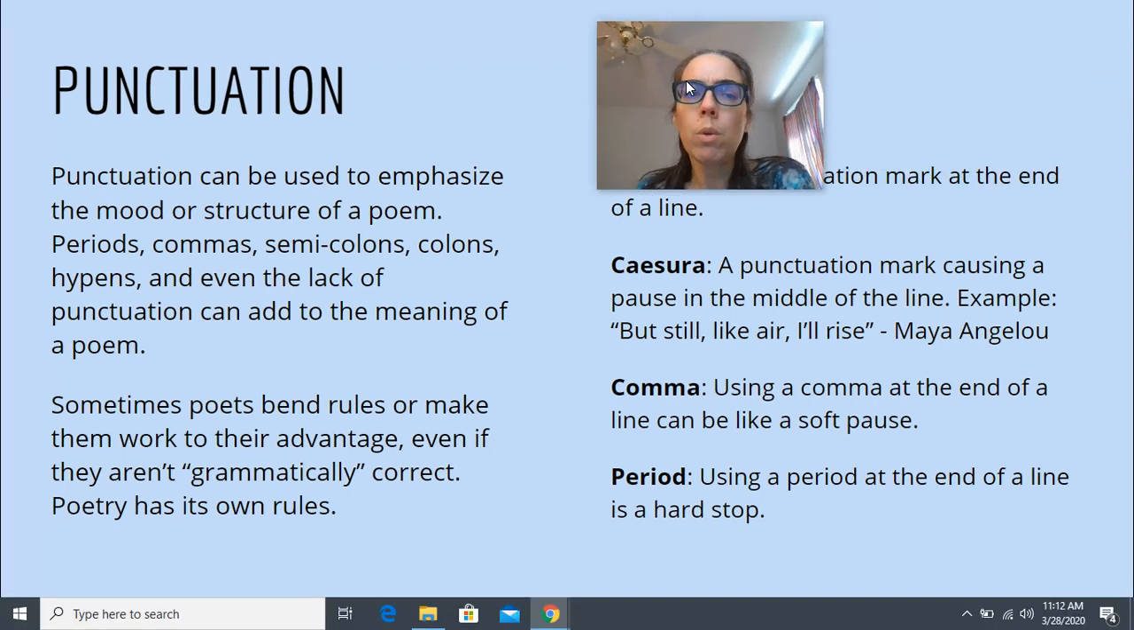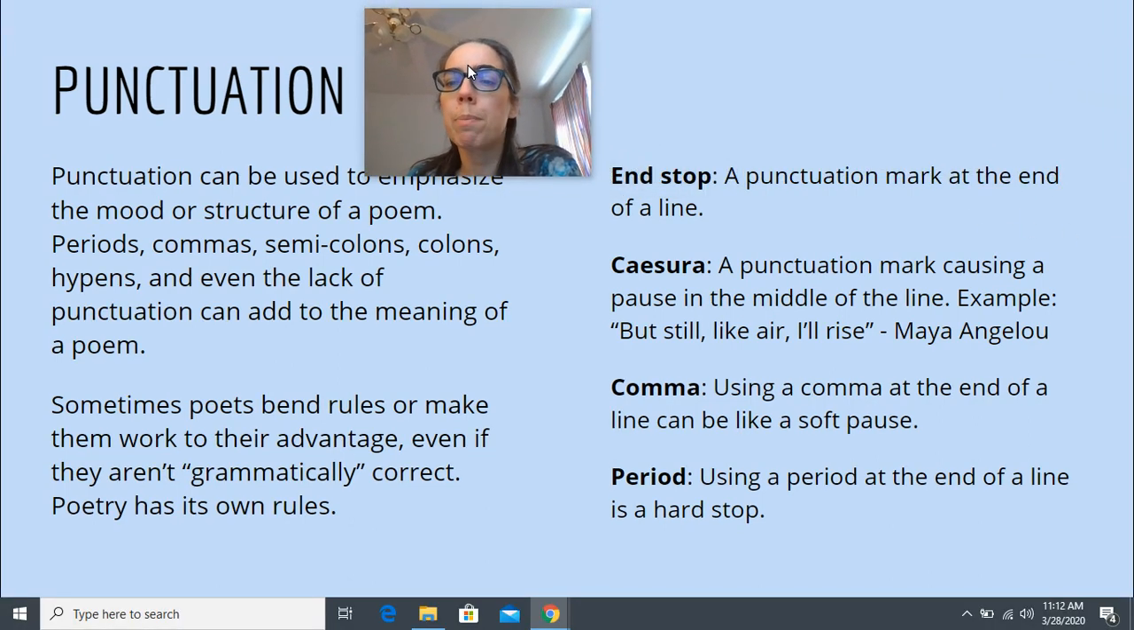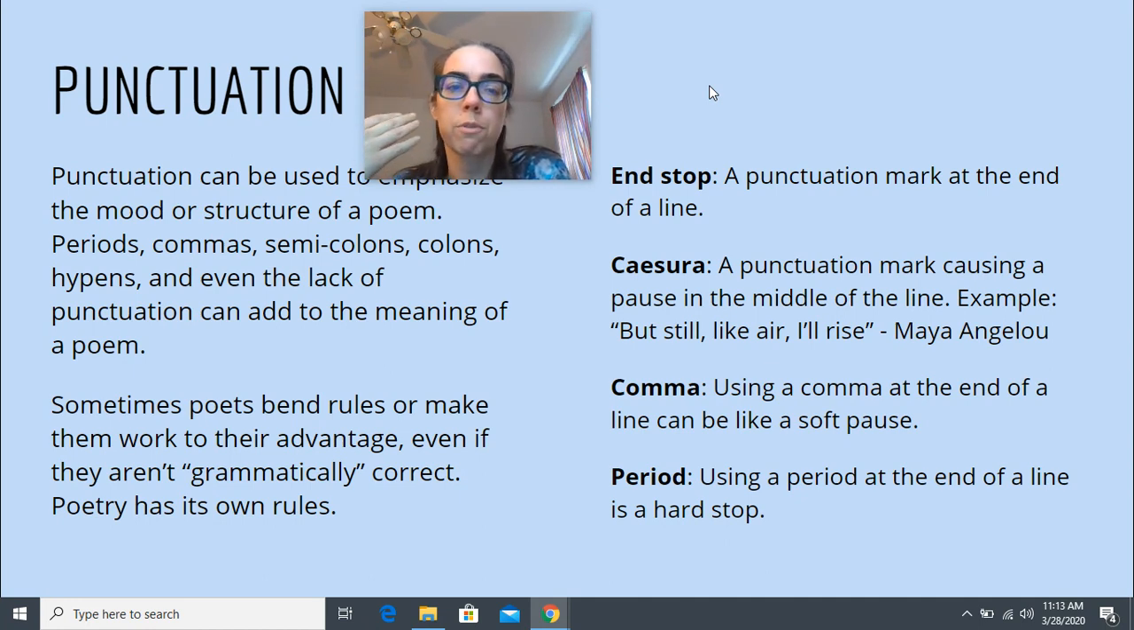So one of the things we're going to talk about is an end stop. That's just a punctuation mark at the end of a line. A caesura is a pause in the middle of a line. So here I've got Maya Angelou's "But still, like air, I'll rise." And it gives that pause because you're having to stop in the middle of a line instead of saying "But still like air I'll rise." You have that moment of a little bit of a breather, not a big one. It's just a soft pause.